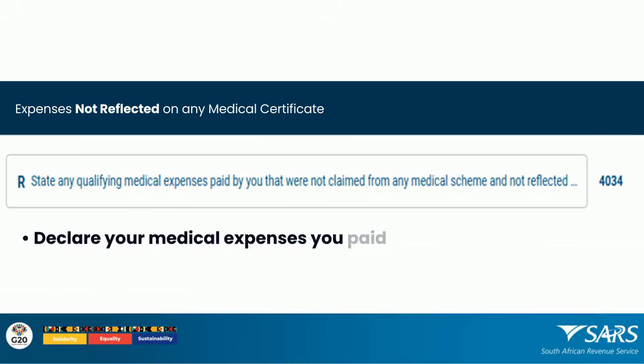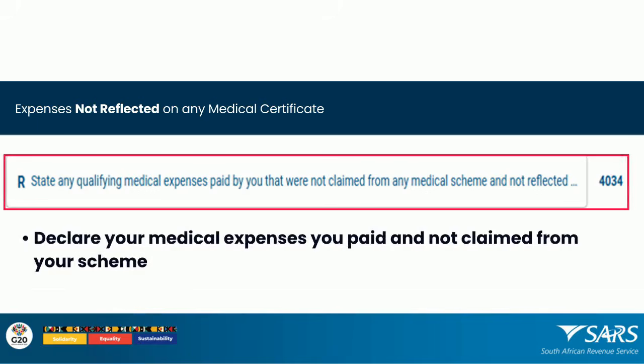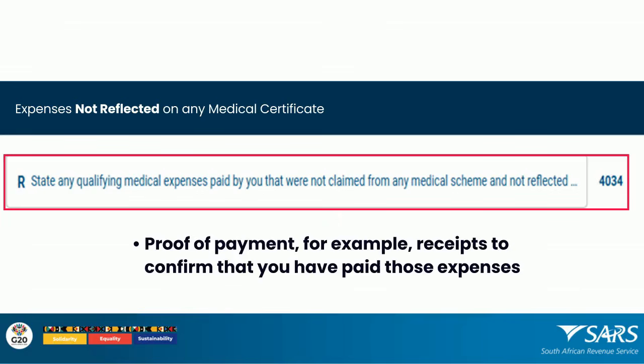Other qualifying medical expenses paid by you and not claimed from your medical scheme must be declared next to source code 4034. You must have proof of payment, for example, receipts to confirm that you have paid those expenses.